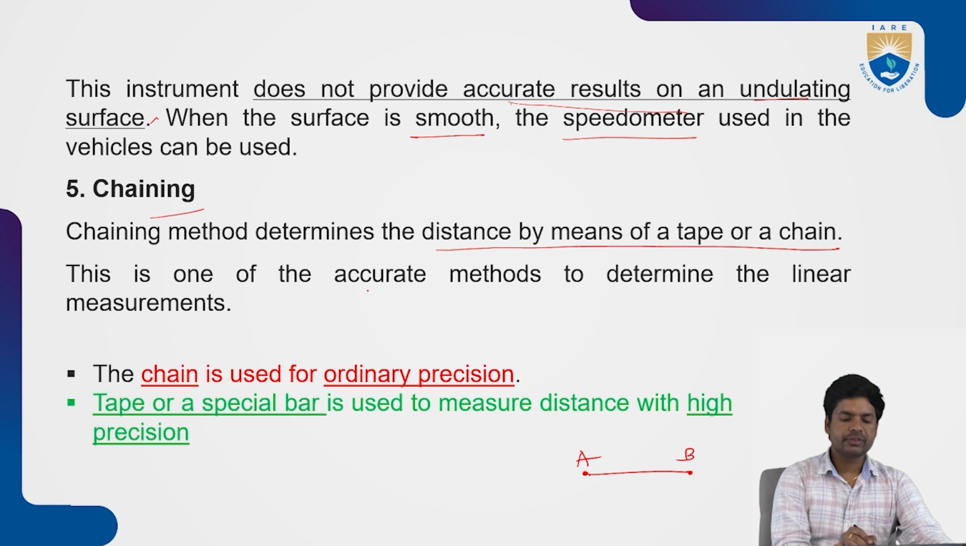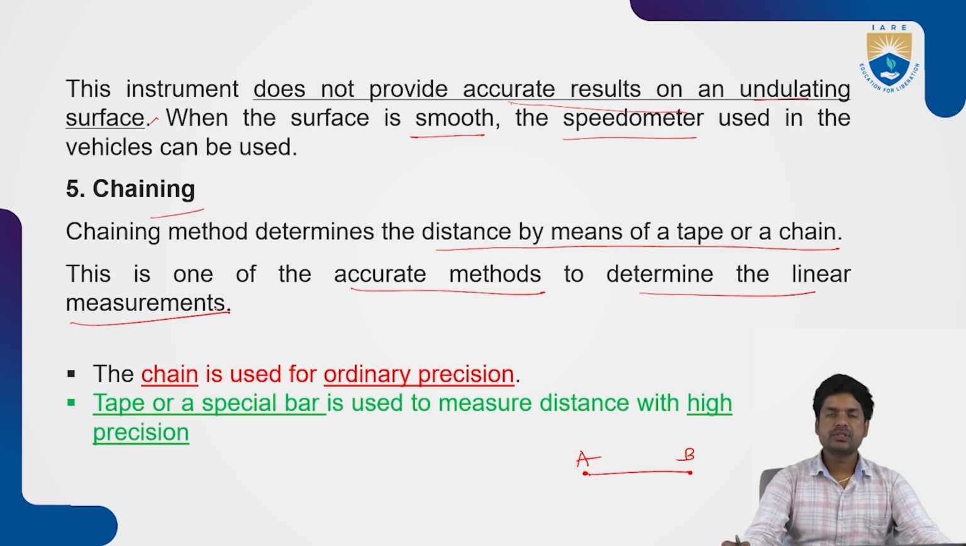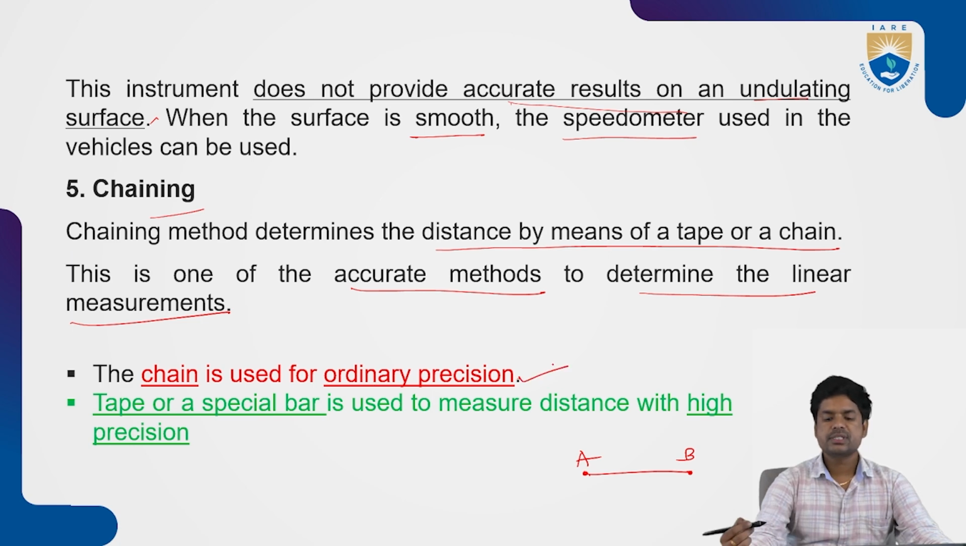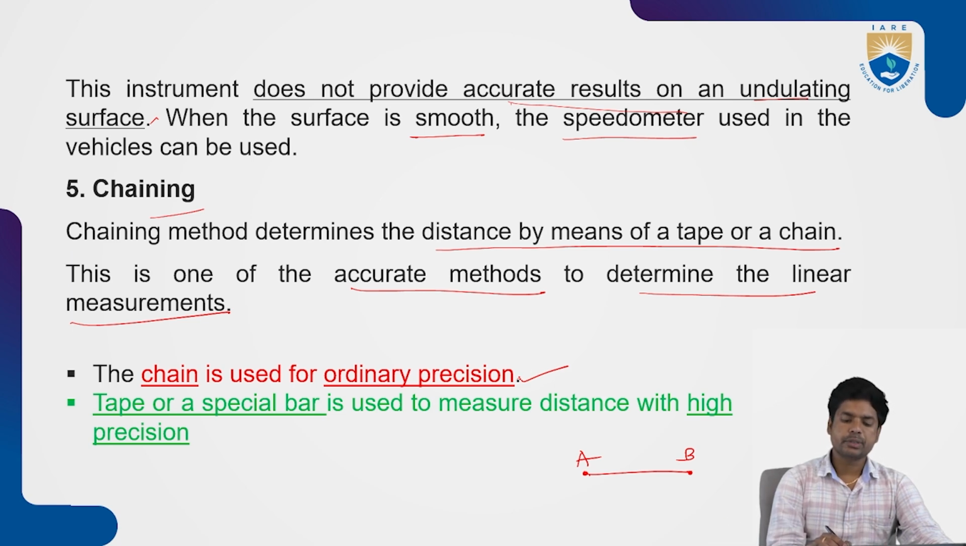Okay, this is one of the accurate methods to determine the linear measurements. By using this particular chaining, we are going to get more accurate results compared to other types of methods in the direct methods. In chaining, we are going to use tape and chain, right? The chain is used for ordinary precision. That means here the precision will be somewhat less than the tape.